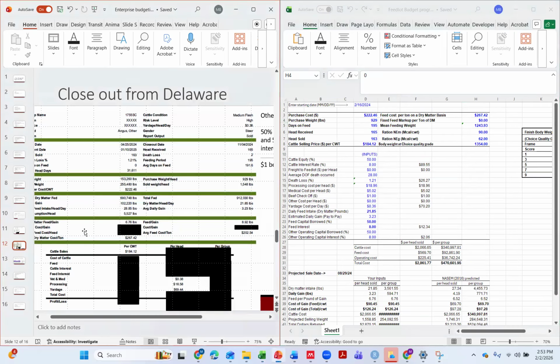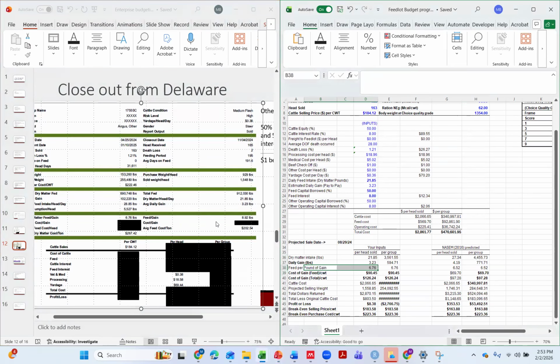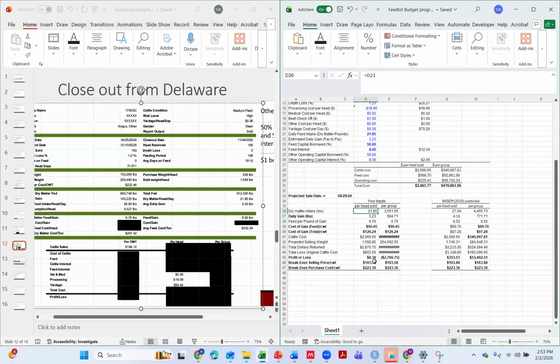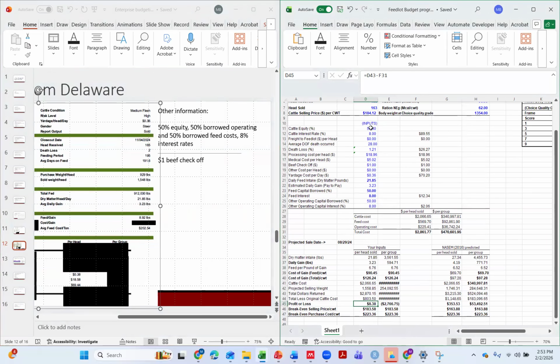Death loss, processing, feed to gain, 6.76. All right, so we plug all this in. Then I'm going to say 50% of all cattle equity, capital borrowed, and for feed, and then operating costs, all those are 8%. And we're going to give $1 to the beef checkoff. We got that there.